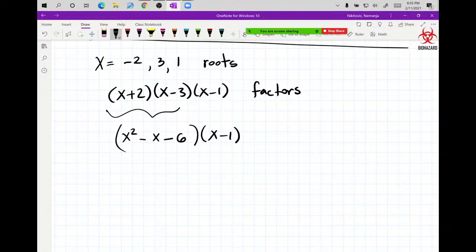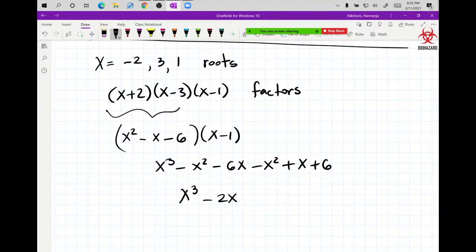So that will be x cubed minus x squared minus 6x minus x squared plus x plus 6. Awesome. And for the final polynomial, x cubed minus 2x squared minus 5x plus 6. That's what we have. I hope it's correct. All right, cool. So this is our situation. So now what?